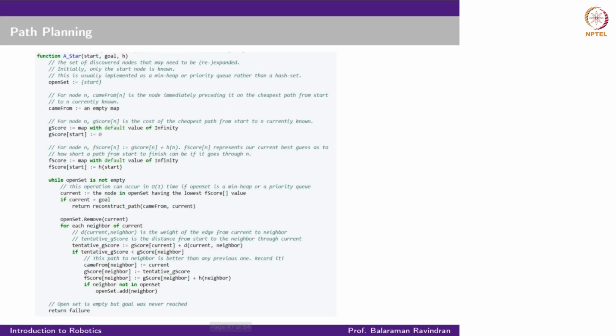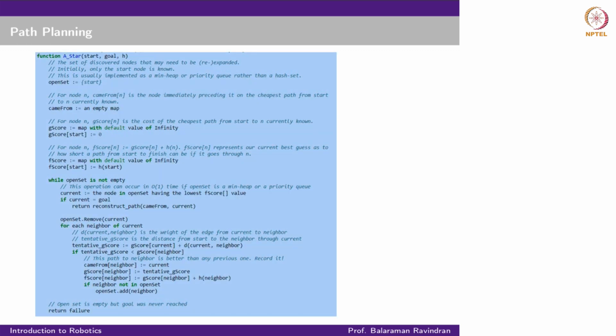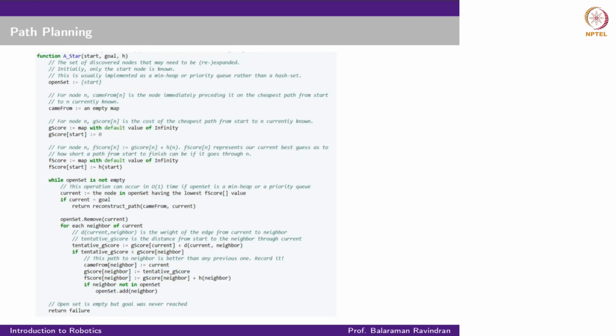So let's look at the algorithm. The algorithm looks a little complex, but it's not. It's very similar to what you had in Dijkstra's algorithm, except that instead of looking at the G score, which is essentially the distance from the start to the node, I look at the G score of the neighbor plus the H of the neighbor, which is essentially the estimate of the distance to go.